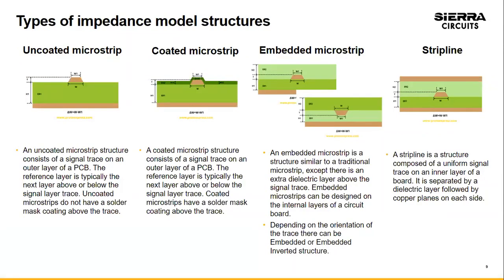So, types of models. We have uncoated microstrip, coated microstrip, embedded microstrip, and strip line. Coated and uncoated microstrip is when your signal trace is on the outer layers of the PCB. Embedded microstrip is when your trace is embedded on internal layers. Depending on the position of the reference plane with respect to the trace, you can either have a normal embedded microstrip, or an inverted case. And lastly, the strip line, where you have a reference plane above the trace and one reference plane below the trace. So we have these four basic structures.